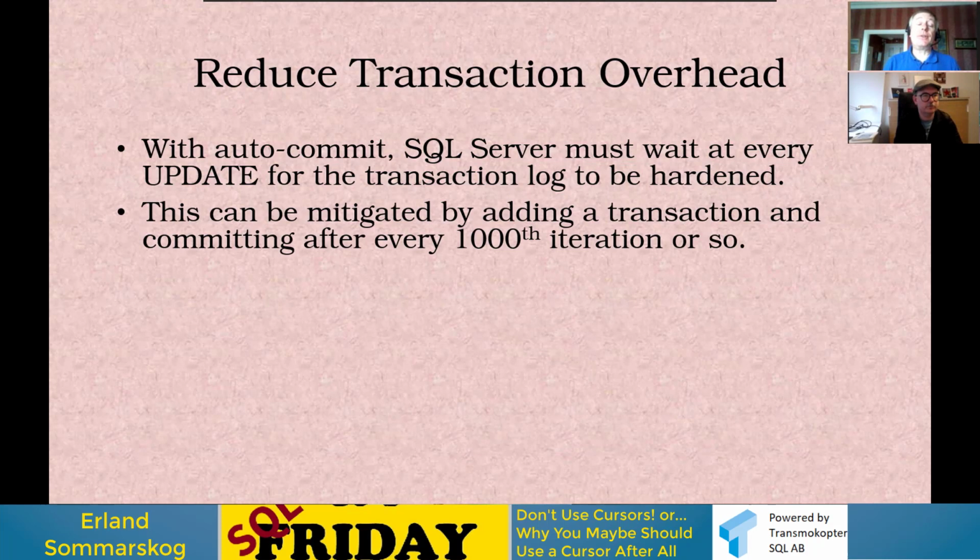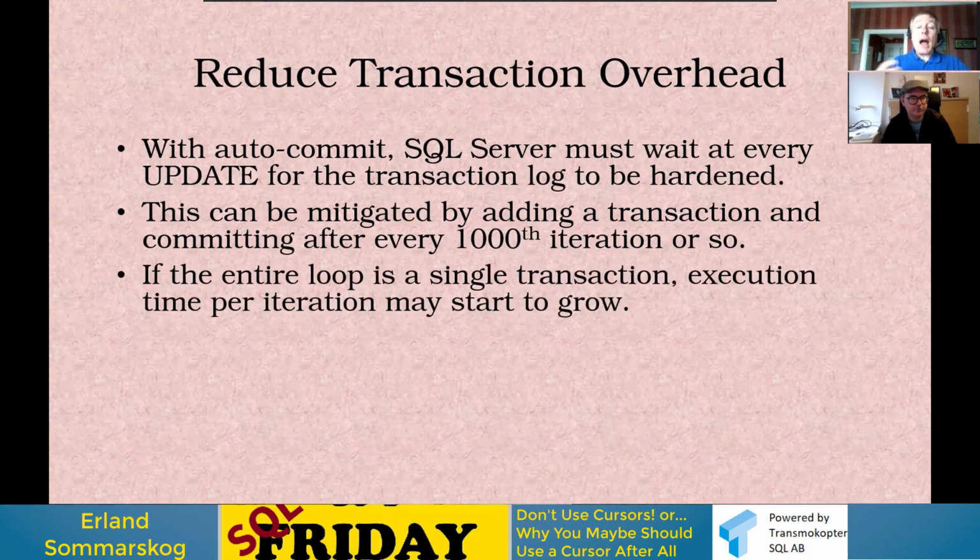Now, as you noticed, I mitigate this by adding a transaction, and then I commit it after every 1,000 rows. You may think, what's the point with that? Well, in this case, it doesn't really matter. But if you run this on a really big thing, and particularly if it's more complicated than a single update, let's say you're calling a stored procedure that does quite a few things, you may actually see the execution time start to grow when you do this in a loop.